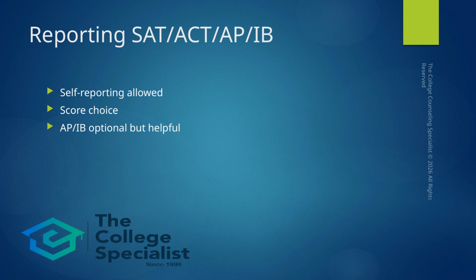When reporting SAT or ACT scores, use score choice strategically. You can choose which test dates to send, allowing you to highlight your strongest performance. AP and IB scores are optional, but can reinforce academic strengths, especially in subjects related to your intended major. For example, a student applying to engineering who reports strong AP calculus or physics scores adds credibility to their academic preparation. Self-reporting also helps colleges see your full testing history without requiring immediate verification.